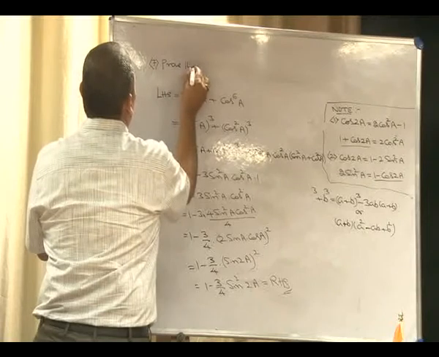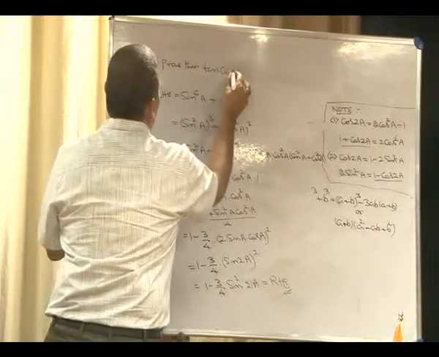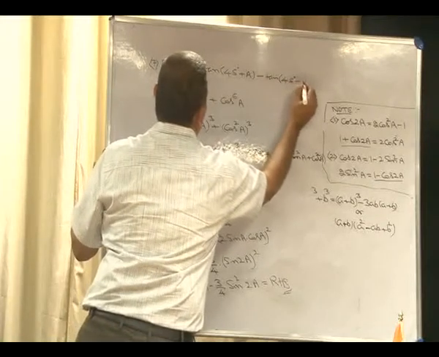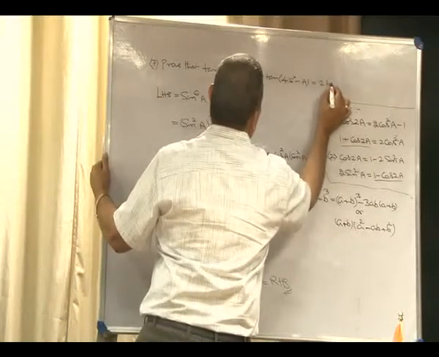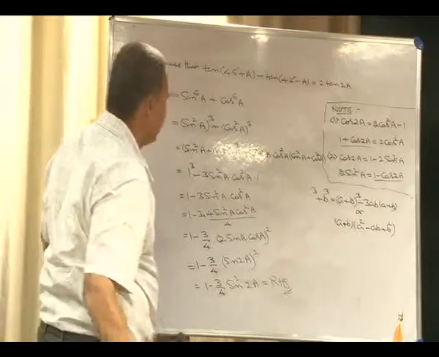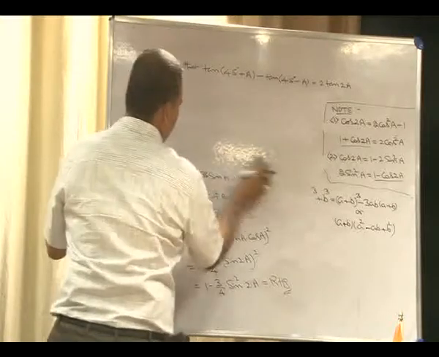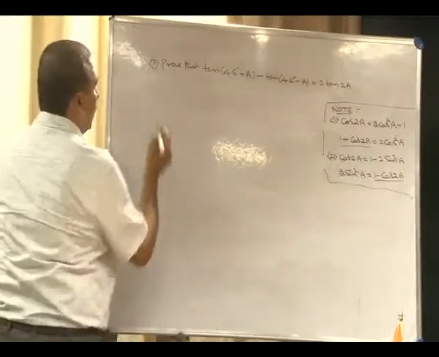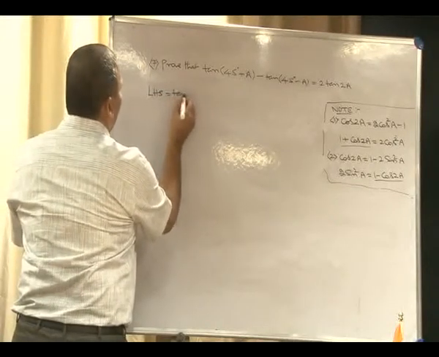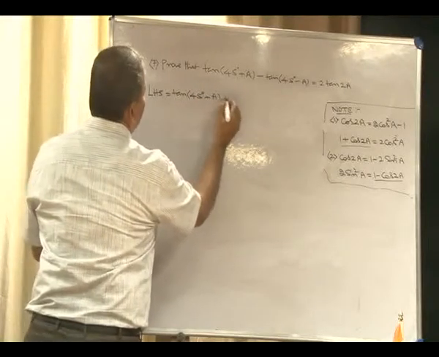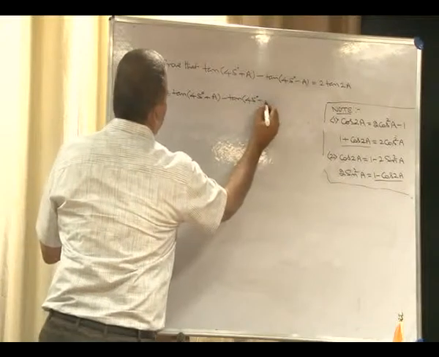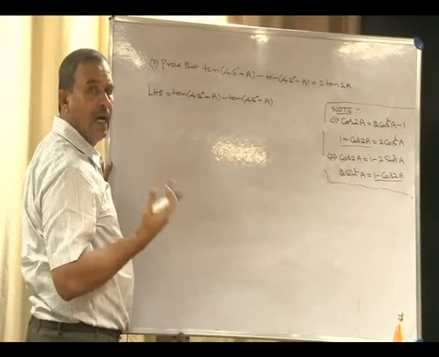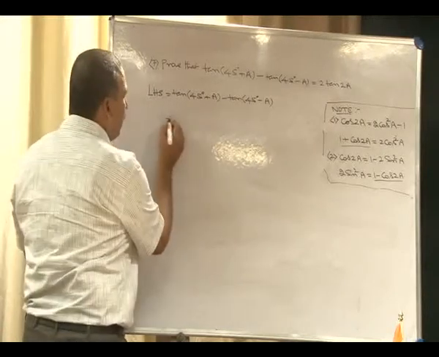Next, prove that tan of 45 degree plus A minus tan of 45 degree minus A equals 2 tan 2A. LHS equals tan of 45 degree plus A minus tan of 45 degree minus A. This one is in the form of tan of A plus B. Tan of A plus B is tan A plus tan B by 1 minus tan A tan B. Here A is 45 degree, B is A.